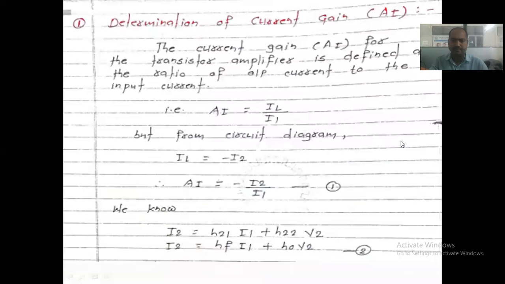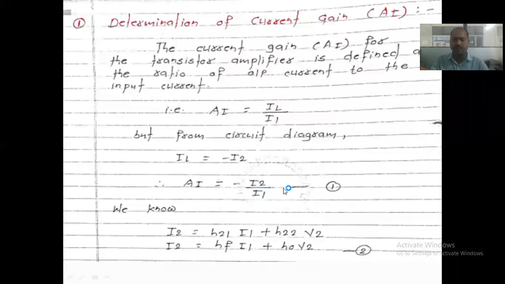So AI indicates the current gain, which is equal to IL divided by I1, right? We have seen that IL is equal to minus I2. So we have to put this value into the above equation. So it is nothing but minus I2 divided by I1.